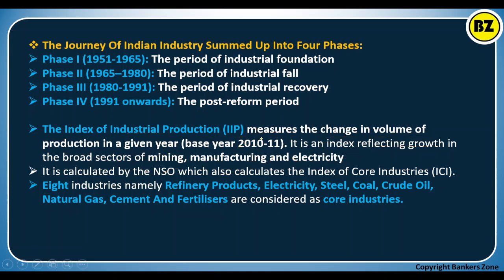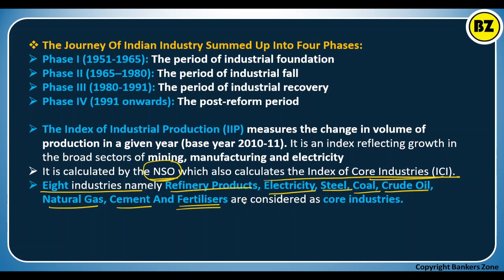Now it is calculated by the NSO, the National Statistical Office, which also calculates the index of core industries, called the ICI. Eight industries, namely refinery products, electricity, steel, coal, crude oil, natural gas, cement and fertilizer, are considered the core industries. So there are 8 core industries. Those names you have to remember. Refinery, right?